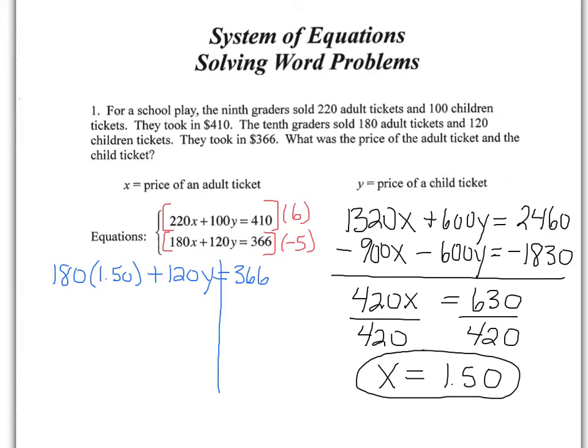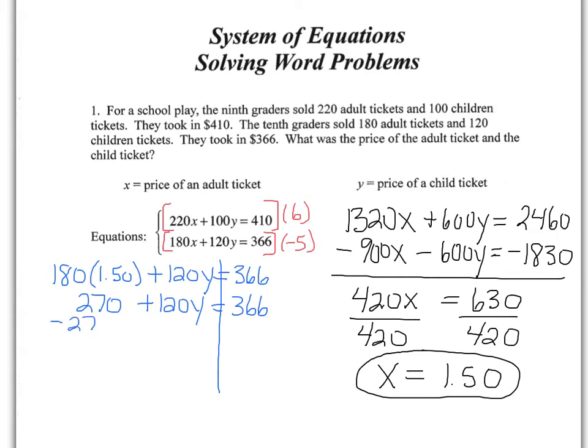So this is a two-step equation that I have to solve. Using my calculator, if I take 180 times 1.50, I get 270 plus 120y equals 366. These are just like equations we've solved this whole time, except they have bigger numbers. This is a two-step equation. I'm confident everybody can solve this two-step equation.